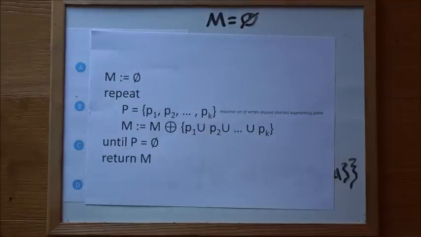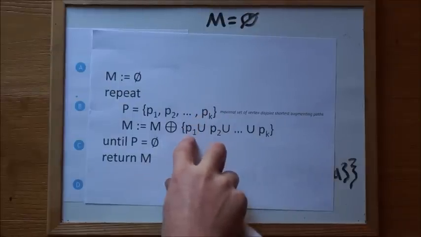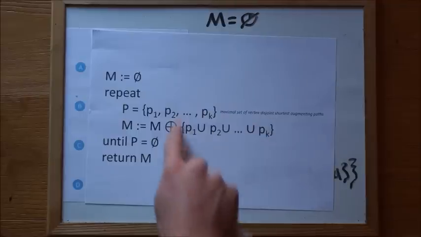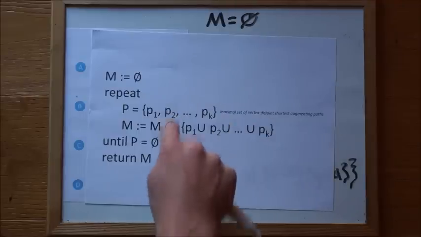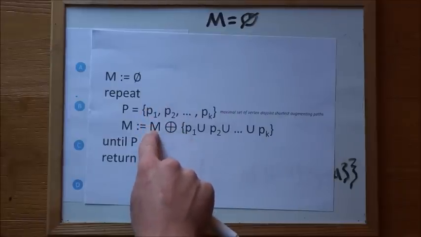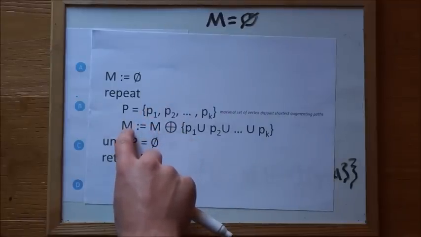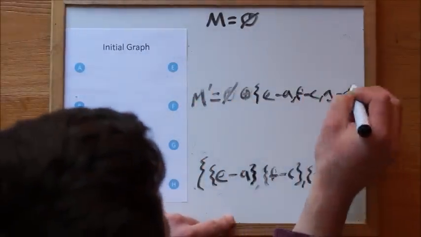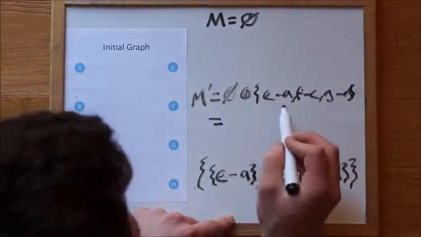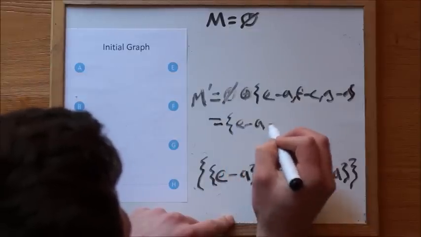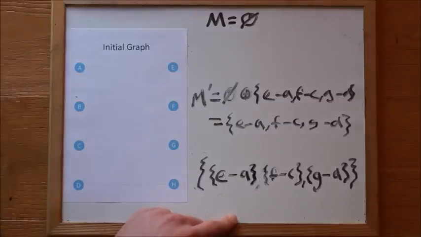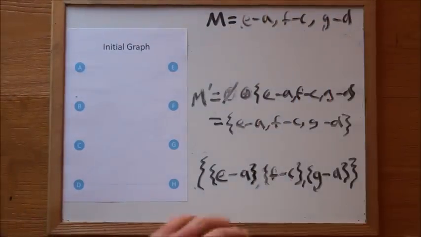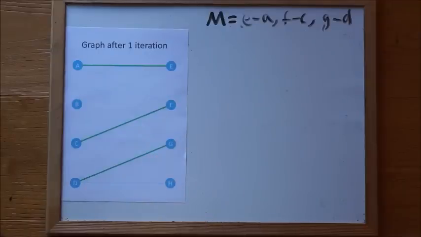The next step is to take all of the paths that we've just found and union them to get a set of all the edges and then XOR it with the current matched edges to get the new M. This is just, because this is empty, it's just equal to that set. Let's update that at the top. And the first round is complete. And so our new M will look like this.